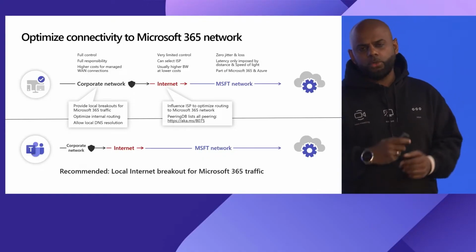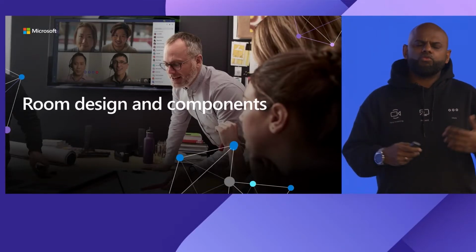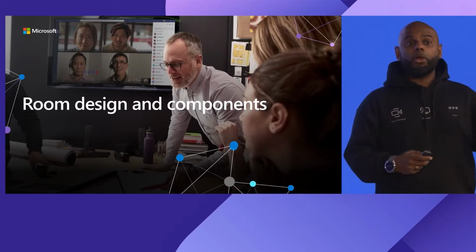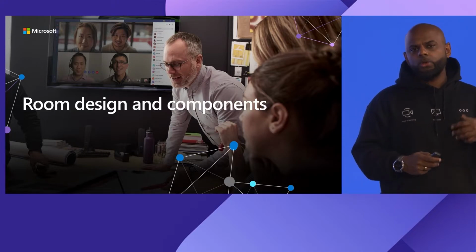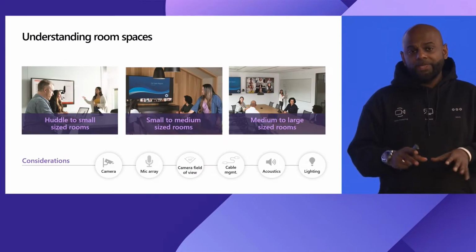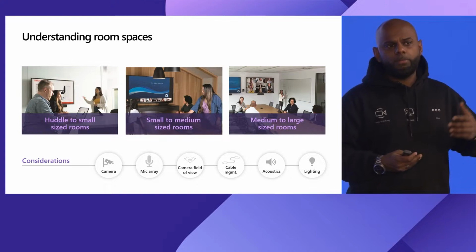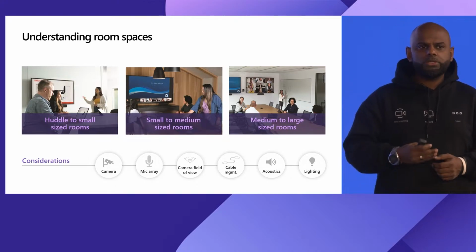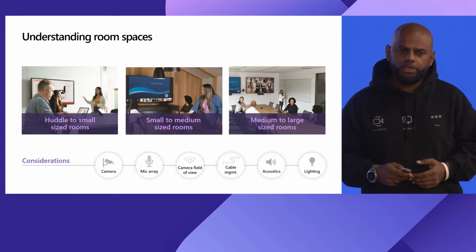So hopefully you've learned a bit about the basics when we look at infrastructure. But once we look at infrastructure, the next thing we want to look at is the room design and the components that move into room design as well. When we look at room spaces, that's the first point we need to look at. There's a whole range of different rooms out there, from huddle to small rooms to medium rooms, all the way up to large types of meeting rooms.